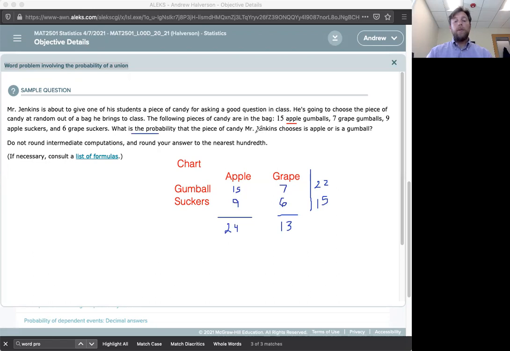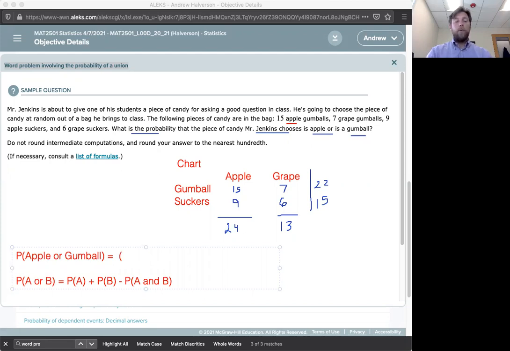What's the probability that Mr. Jenkins chooses an apple or a gumball? Apple or a gumball. So we have to use our OR type probability formula, remember, and I made a video on that. I made a lecture style video going over the basics of probability and also talking about the OR style probability. If you remember from that video, it says probability of A or B equals probability of A plus probability of B minus probability of A and B. So A would be apple, B would be gumball.